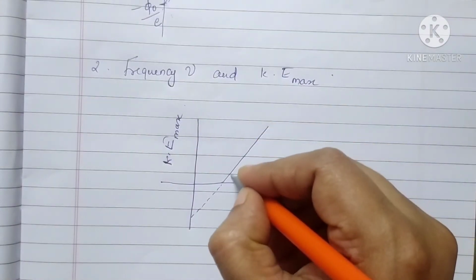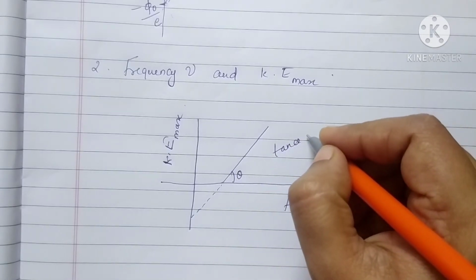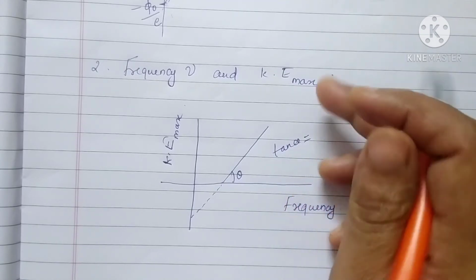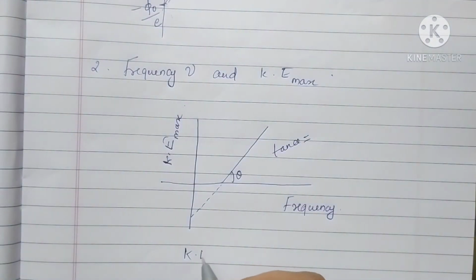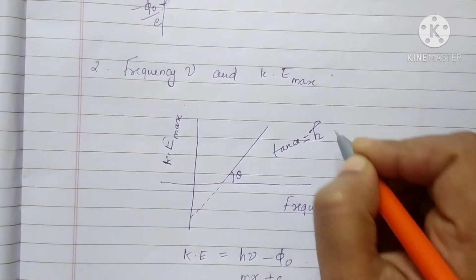Making angle theta, tan theta. You have to find from where you will get tan theta. Let's write the equation for kinetic energy and frequency. That is, kinetic energy is equal to h nu minus phi naught, isn't it? If we compare this to the equation for a straight line, this is equal to mx plus c. So, what is the slope here? Slope is h. So, tan theta is h.